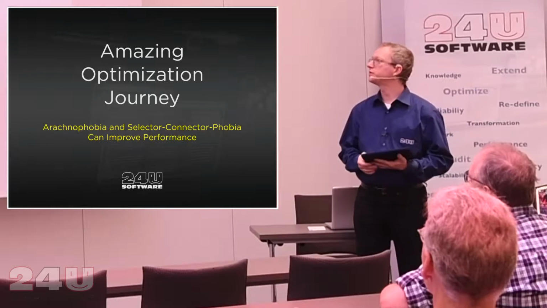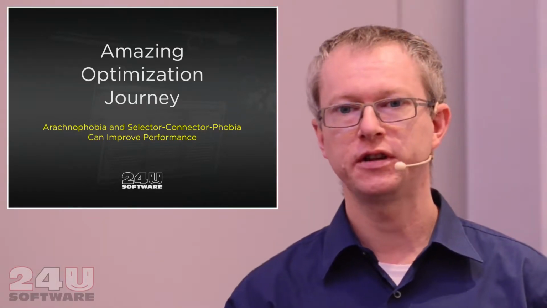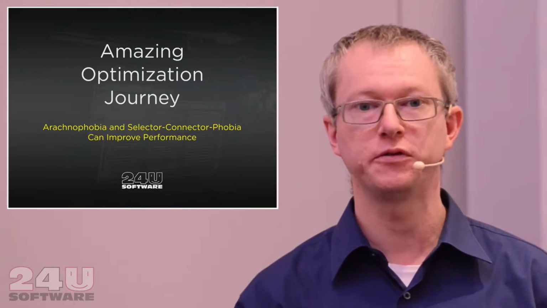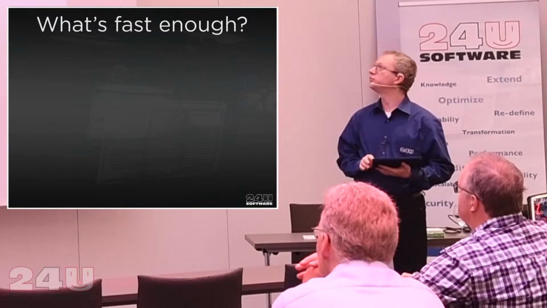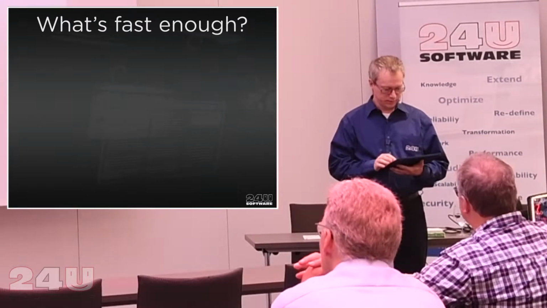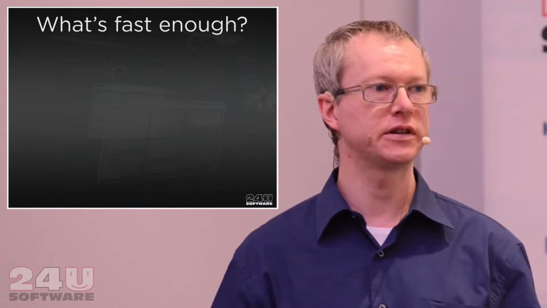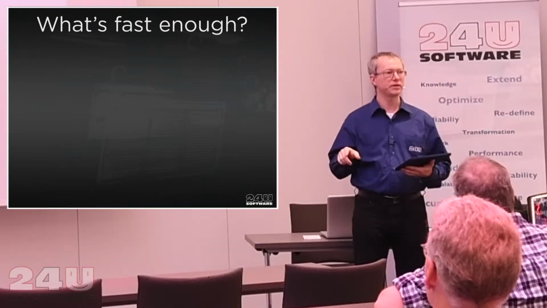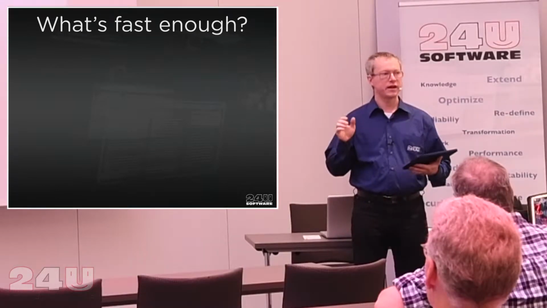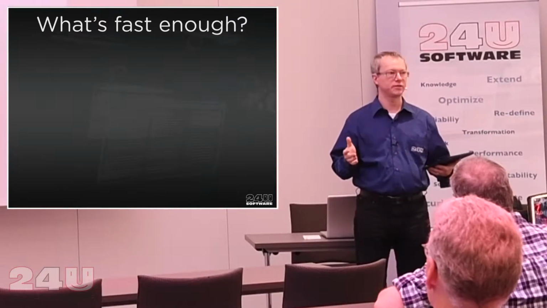As you can see, I will be talking a lot about optimization and about arachnophobia and selector connector phobia. When you want to do something, what do you think is fast enough? What users will be happy with is about 300 to 400 milliseconds, because that's the speed of an eye blink. And when you click a button, blink your eyes and see the invoice, that's perfectly okay.